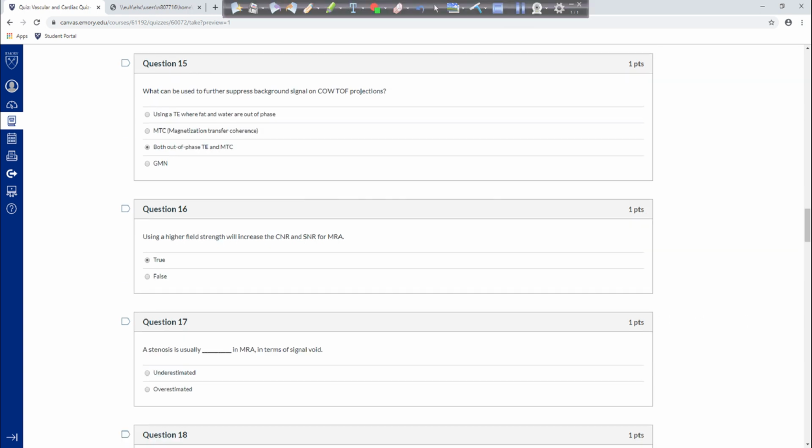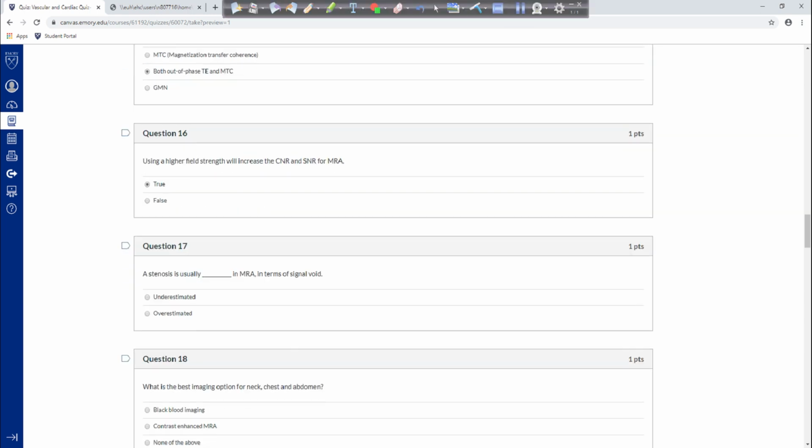All right, next one. A stenosis is usually under or overestimated in an MRA in terms of signal void. Under? What do we think? Okay, so let's draw it out. You think it's underestimated, okay.